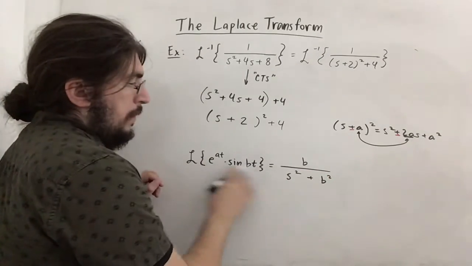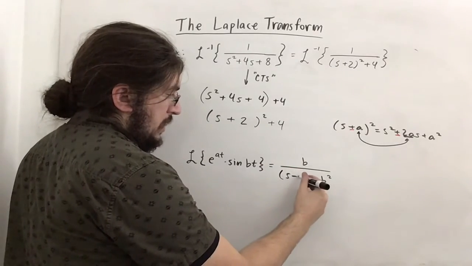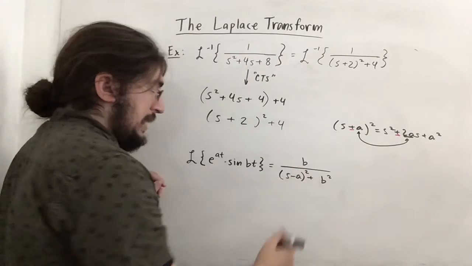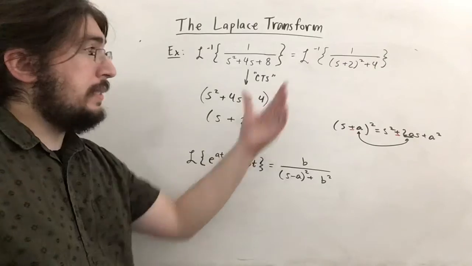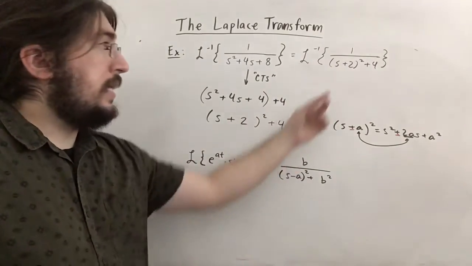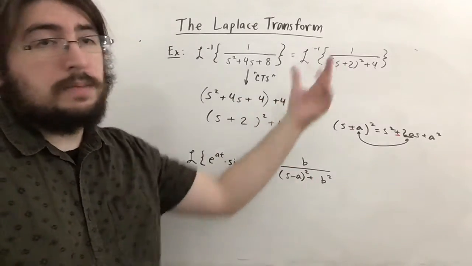But since we're multiplying by e to the at, if you don't remember what that does, that shifts all of the s's by a factor of a. In other words, your s gets replaced with s minus a. In fact, the exact same thing happens here, but in reverse. So here our a is negative 2. Because s minus a, if a is negative 2, would be s plus 2.